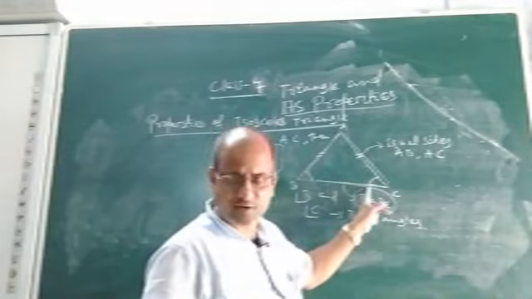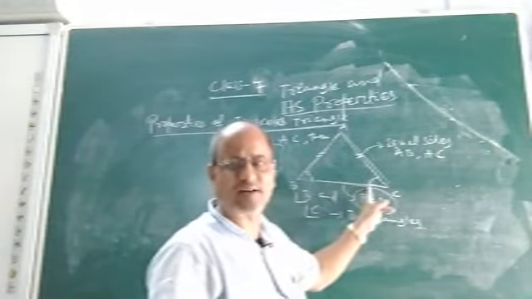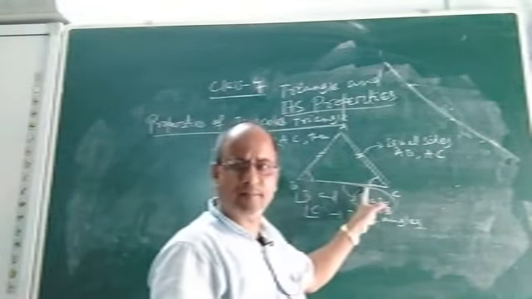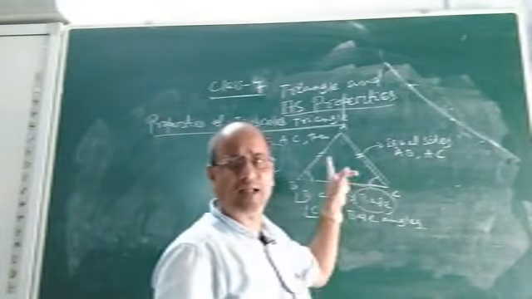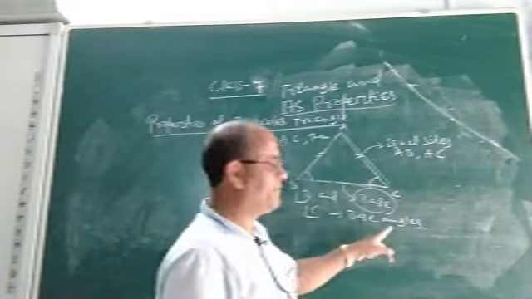Why? Because it is the unequal side. The unequal side of an isosceles triangle is called the base. And on the base, how many angles lie? 2 angles. Those 2 angles which lie on the base are called base angles.